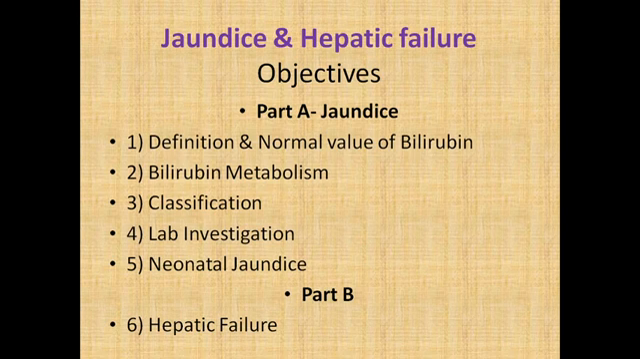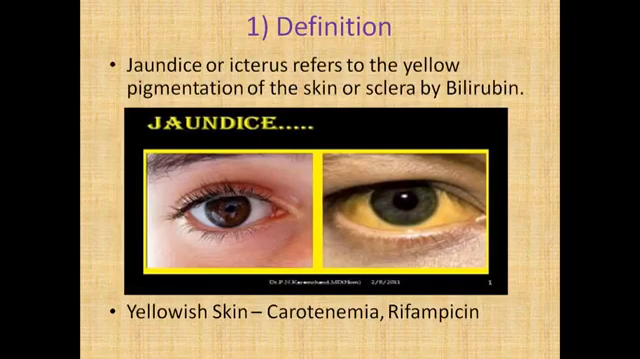About jaundice, we will cover the definition and normal value of jaundice, how bilirubin metabolism occurs in our body, how we classify the various types of jaundice, what the lab investigations are in various types of jaundice, and what neonatal jaundice is. We will discuss that. And in the second part, we will discuss hepatic failure.